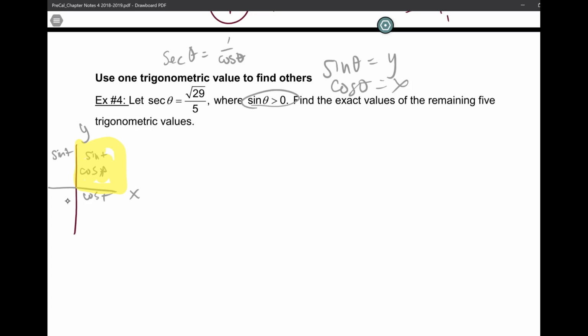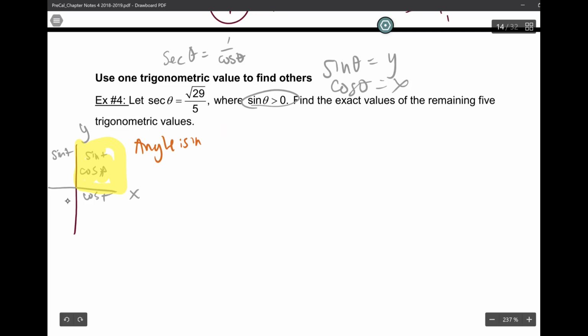Okay, cool. So now we know where we are. We can draw our triangle and then figure out the rest of the functions. So the angle is in quadrant 1. Oops, that's not theta.